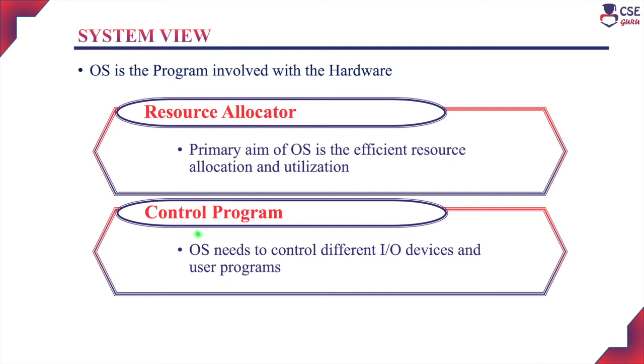The operating system also acts as a control program. That is, it needs to control different I/O devices and the user programs. The computer system is connected with different I/O devices. So here, whenever the user is requesting the I/O devices, the operating system has to allocate these resources and also it has to control the improper use of these devices. Whenever a user is executing a program, the operating system has to prevent the errors while executing these programs. So here, as a control program, the operating system is concerned with the operation and control of the I/O devices.